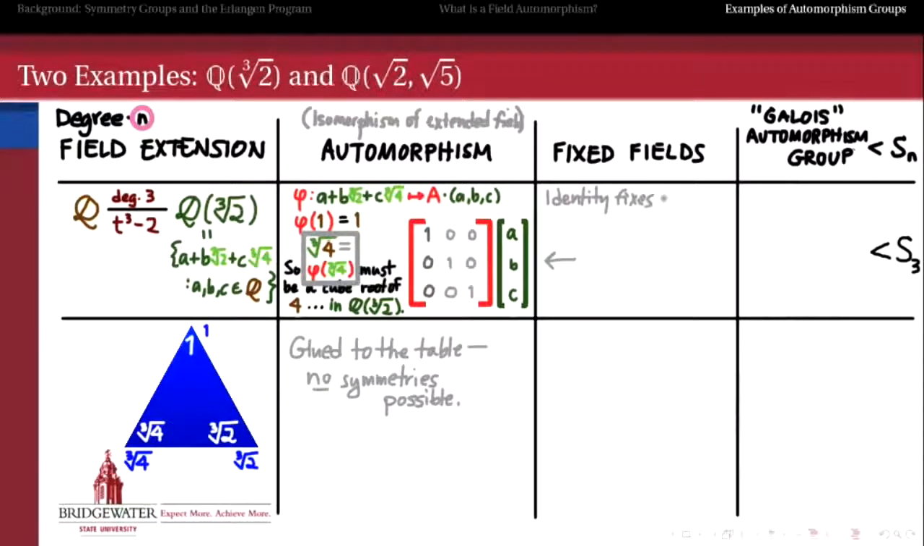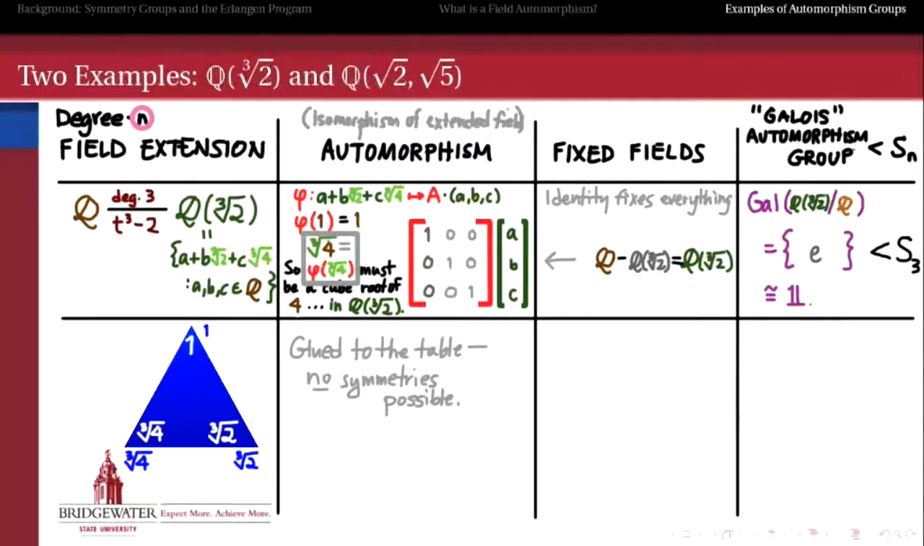So what's the fixed field? Well, the fixed field of the identity is always the whole thing. The identity fixes everything. And so the only intermediate field that we can possibly have here is just equal to the extended field itself. So that's not very interesting. And because that's not very interesting, the Galois group of this extension is not very interesting either. The only automorphism of the extended field over the base is the identity, and therefore our automorphism group is just isomorphic to a trivial group.